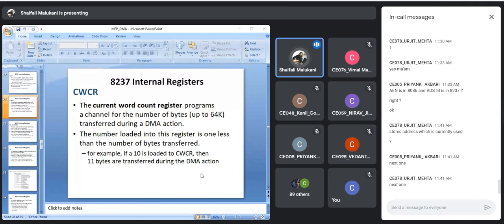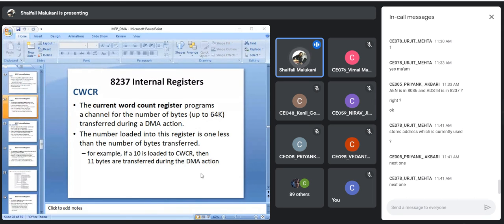Then next is the current word counter register. Current word count, can you understand what it is? From the name, can you understand what that is? Current word count. Word count, can you understand word count? What is word count?